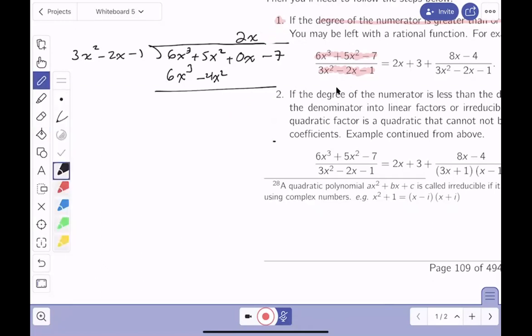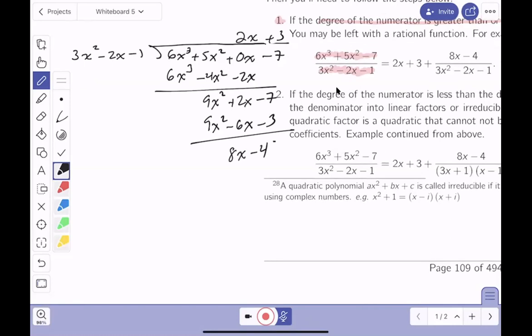So 2x times 3x squared is 6x cubed. 2x times minus 2x is minus 4x squared. I forgot to multiply the 2x times the minus 1, which is minus 2x. All right, what do we do now? Subtract. What do you get? You get 9x squared plus 2x minus 7. We drop a place down. Repeat, what do you get? Plus 3. What does this give you? 9x squared minus 6x, and that's going to be minus 3 now. What do you get there? Well, if you did the subtraction, you'd get 8x minus 4.